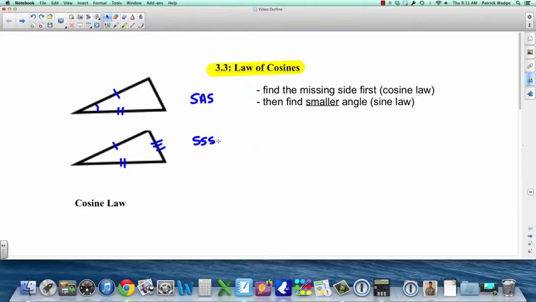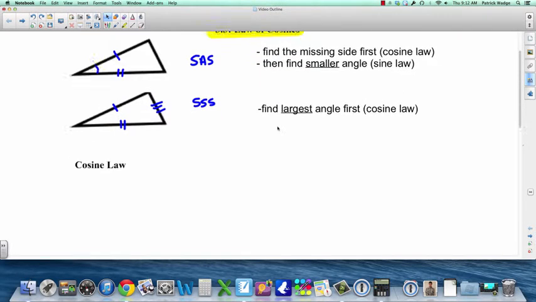But anyway, with side, side, side, obviously you're going to find one of the angles. Which angle should you find first? You should find the largest angle first. And it's for the same reason. Because then after that, you're going to use the sine law. And if you didn't find the largest angle, you might end up finding an acute angle, and so on. Okay, you will have to memorize this, or you will have to know this. But you don't have to know why. But you do have to know this if you don't want to make any mistakes. Alright, we'll talk more about that in a second.